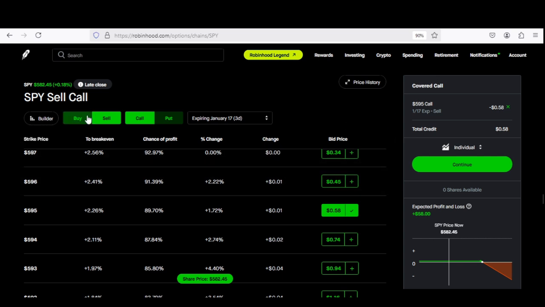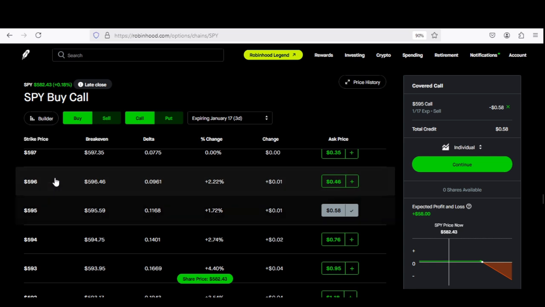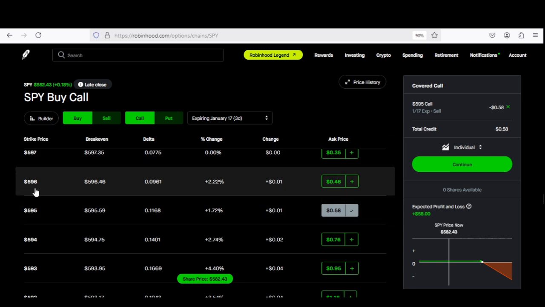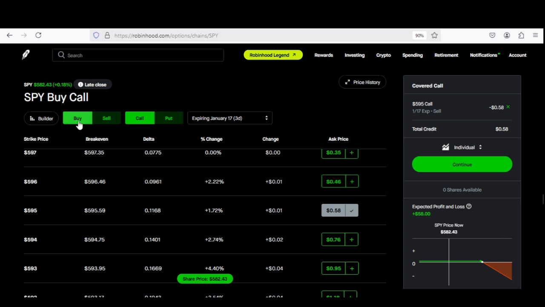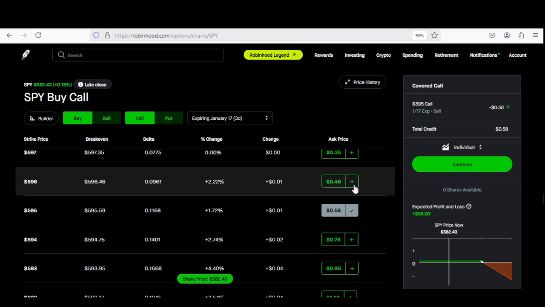Now we're going to go ahead, we're going to jump over to buy and call while maintaining the exact same strike date. Now we're going to go ahead and choose a second strike price, and that's going to be right above our sell call. We're going to be going with the 596 strike price. Now, with the 596 strike price, now we're going to be buying a call. And since we're buying, we're going to have to pay some kind of money. That kind of money is going to be 46 cents. Once again, 0.46 multiplied by 100 shares.